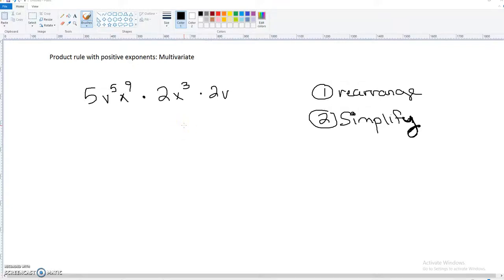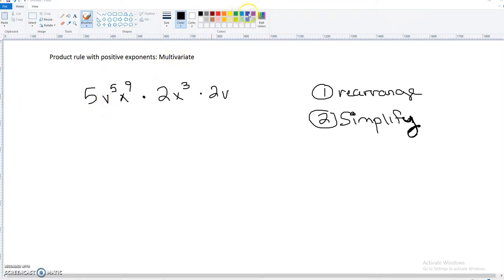Product rule with positive exponents, multivariate. You're going to get a problem that might look intimidating, but it's really not that bad at all. What we need to do is first rearrange it, so that nothing is forgotten and we make sure that we have everything properly together.